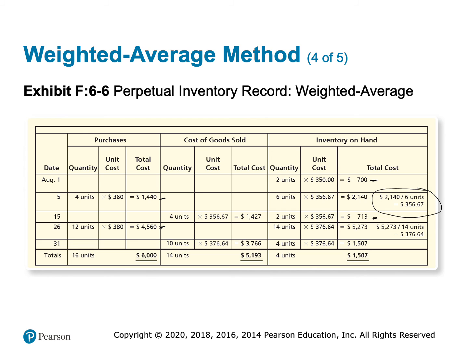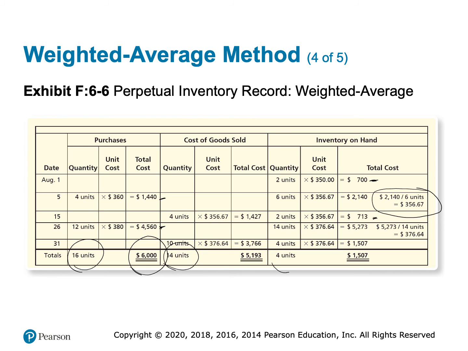So notice now I've still purchased 16 units, still have a total purchase price of 6,000. I've still sold 14 units, but my cost of goods sold is not as high as it was under LIFO. It's not as low as it was under FIFO. It falls in the middle, not exactly in the middle, but in the middle.